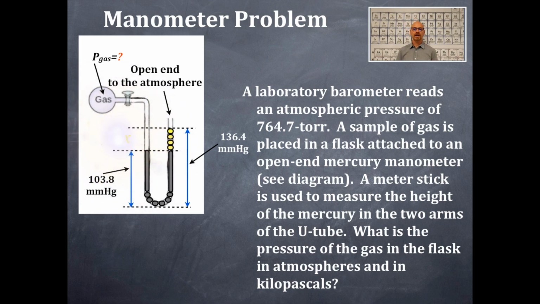So really what we're trying to do is solve for x here. Hopefully you see that x. That x is the difference in height between the total height of the mercury on one side of the U-tube and the height of the mercury on the other side of the U-tube. So we're going to have to take a difference of those two heights to get the height of the level of the mercury there.